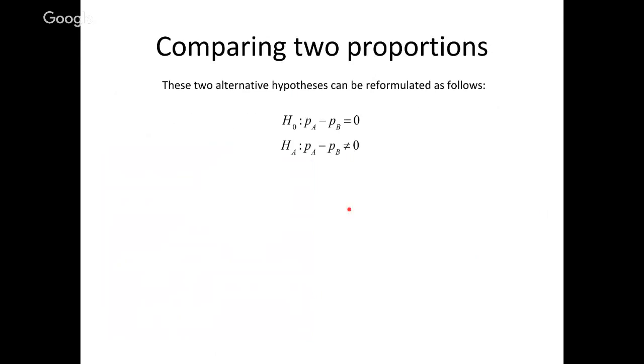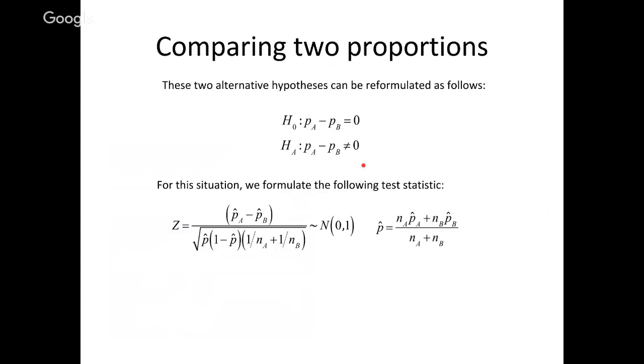Okay, so how do we do this in practice? We can rearrange our null hypothesis to just be PA minus PB equals 0. You can see that's the same as saying that PA is equal to PB. And the alternative hypothesis is that this difference is not equal to 0.